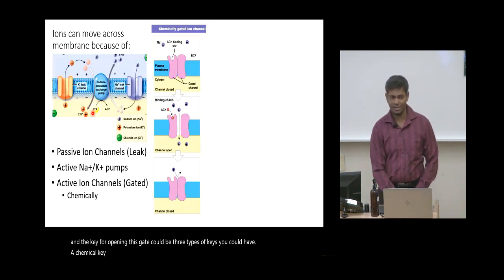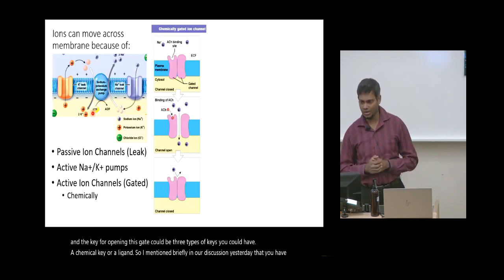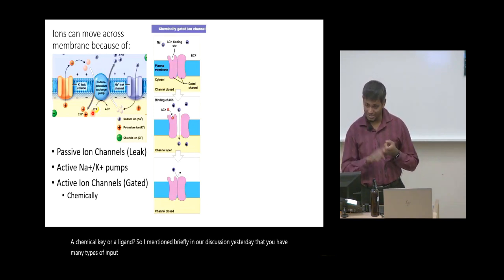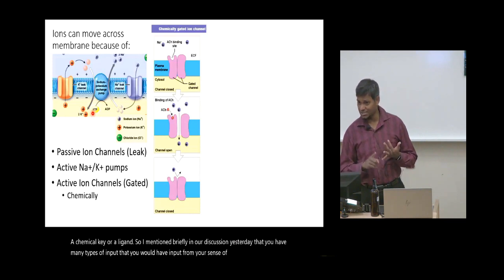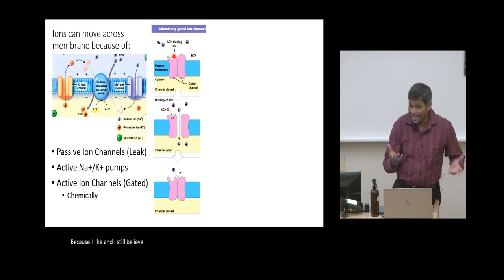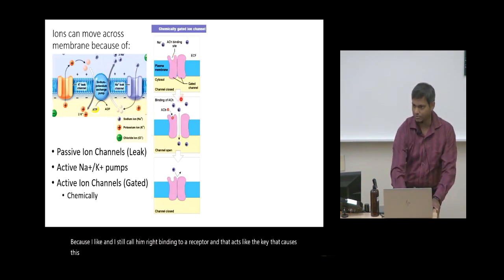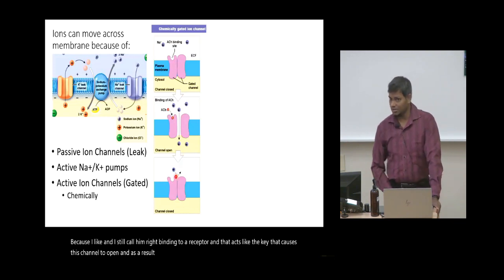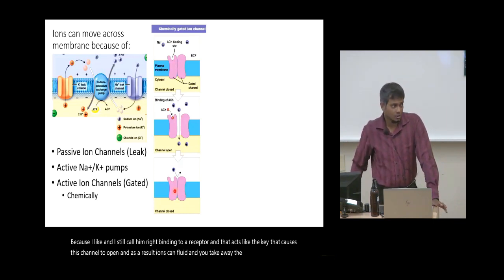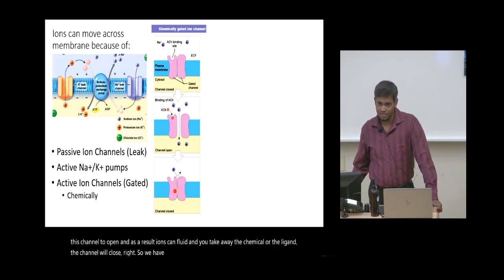So I mentioned briefly in our discussion yesterday that you have many types of input. Right? You could have the input from your sense of sight, sounds, smells, taste, touch. So among those inputs, you could have a ligand like acetylcholine binding to a receptor, and that acts like the key that causes this channel to open, and as a result, ions can flow in. When you take away the chemical or the ligand, the channel will close. So we have these chemically gated ion channels.